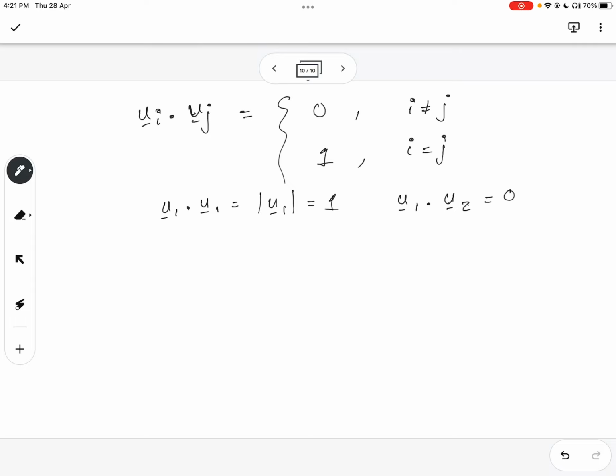And the property of orthogonality plus all the vectors being unit vectors, these two combine to give us a set of orthonormal vectors. So they are mutually perpendicular, mutually orthogonal unit vectors.